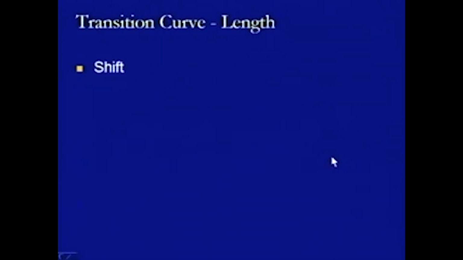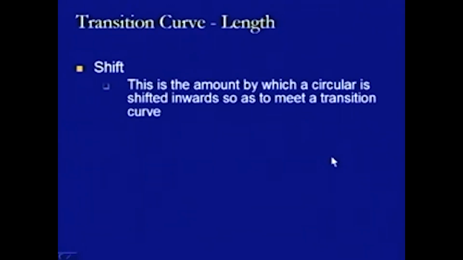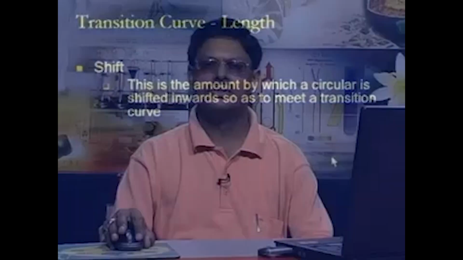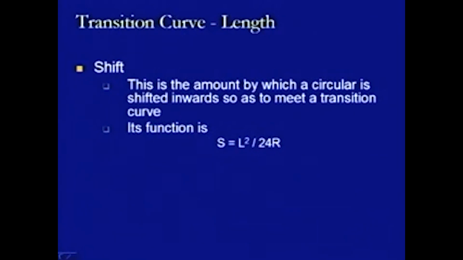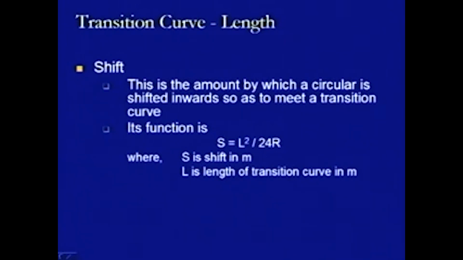Now, we come to the length of the transition curve. The shift is already defined, and this shift is nothing but the amount by which a circular curve is shifted inwards so as to meet a transition curve, and its function is given as S is equal to L square divided by 24 R. This we have already seen, where S is the shift in meters, L is the length of the transition curve in meters, and R is the radius in meters.